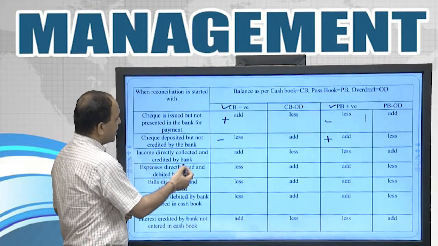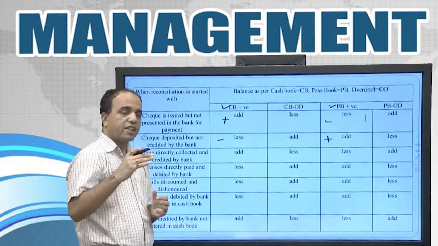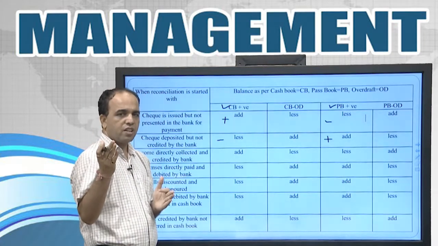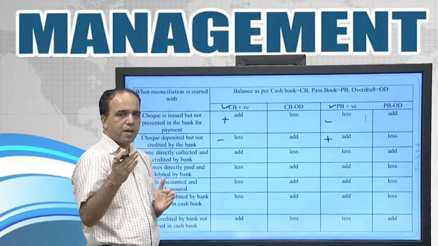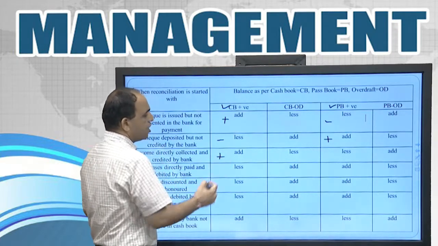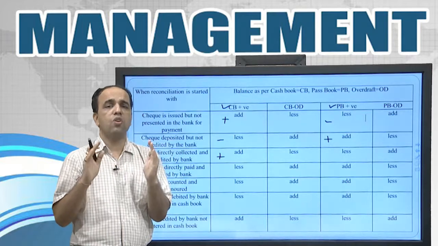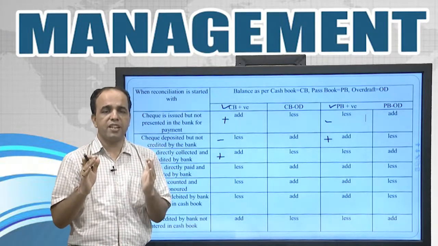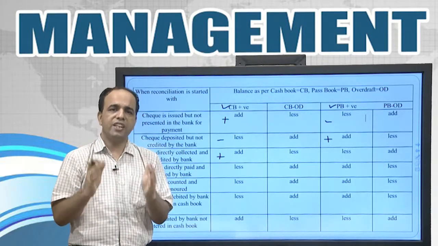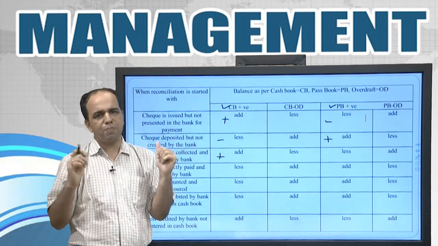Income directly collected and credited by the bank. Friends, if it is directly collected by the bank, but in the cash book we do not know about it, of course we have to add it to reconcile the amount. Friends, these are not accounting rules, but mathematically and logically we tally the balances as per cash book and as per passbook.